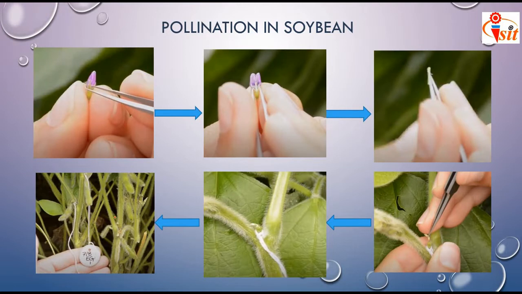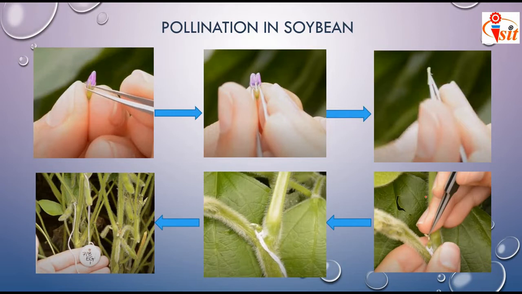How to do a pollination? For pollinating, as the soybean flower is so small, select a mature flower and remove it from the plant. Inside the keel, the androecium is present. So open the flower with the help of forceps, remove the petals, and take out the 10 anthers with the help of forceps.